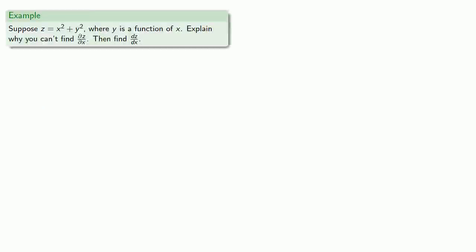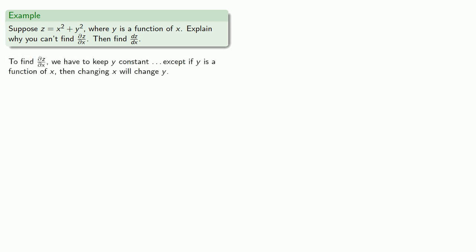Well, let's see if we can find it with an actual function. Suppose z equals x squared plus y squared, where y is a function of x. Let's explain why we can't find the partial of z with respect to x, and then find dz dx. To find the partial derivative, we have to keep y constant. Except if y is a function of x, then changing x will change y. So it won't be possible to keep y constant, and finding the partial derivative is impossible.